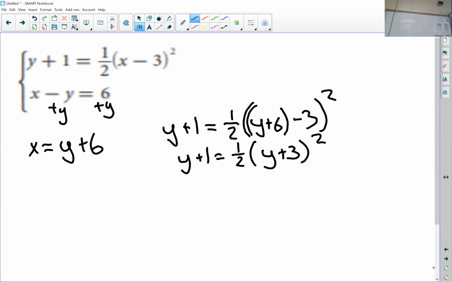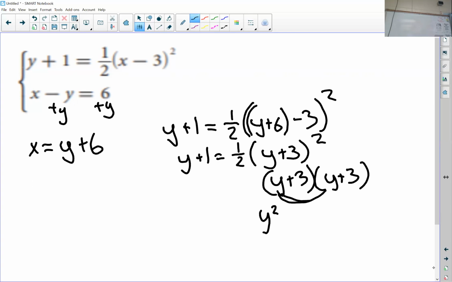Well, order of operations tells me to do what? So I got to take care of the exponent before I distribute. Yes. So what next? y plus 3 squared. What does y plus 3 squared actually mean? y plus 3 times y plus 3. What does that mean I do? I FOIL. Find my like terms in the middle, correct?